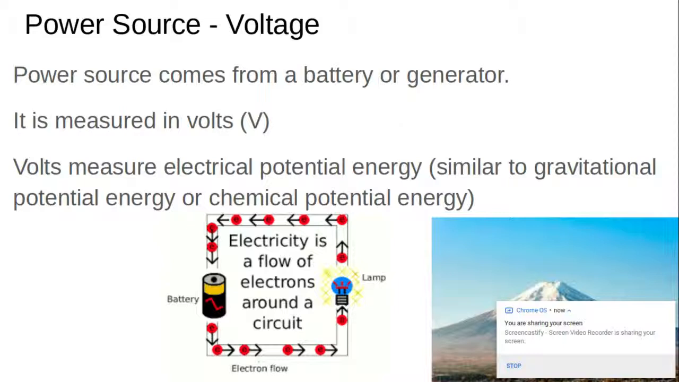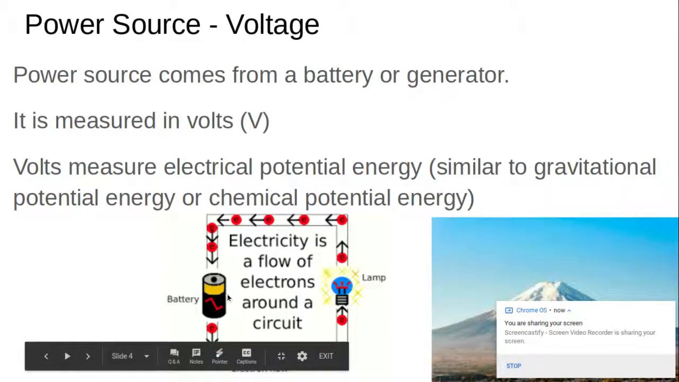That's what's pushing the electrons. That's what's making the electrons move, right? And it's measured in volts, okay? Volts is a measurement of electrical potential energy. So just like gravitational potential energy or chemical potential energy, if you have a lot of volts, if you have a lot of electrical potential energy, then you can convert that potential energy into other kinds of energy.